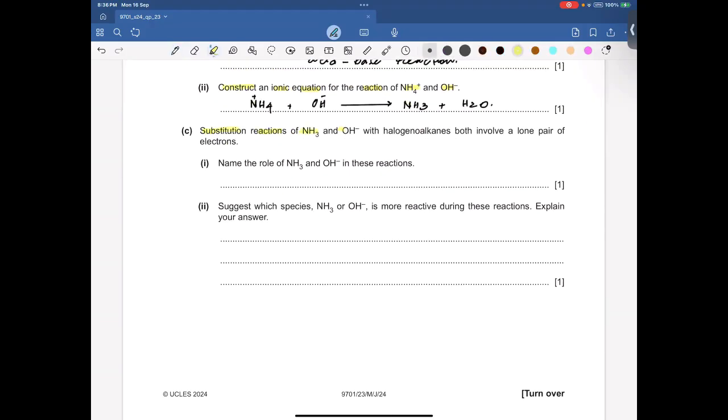Substitution reactions of ammonia and hydroxide ions with halogenoalkanes both involve a lone pair of electrons. Name the role of ammonia and hydroxide ion in these reactions. Obviously, they will serve as a nucleophile. They will be used as a nucleophile.